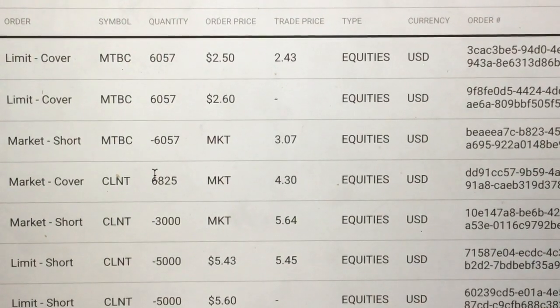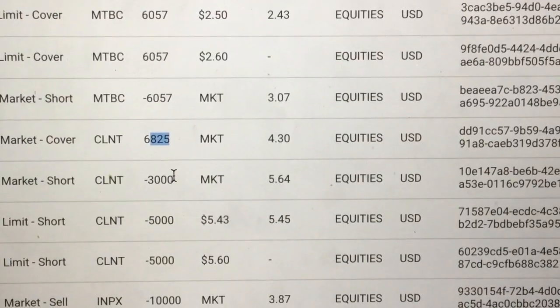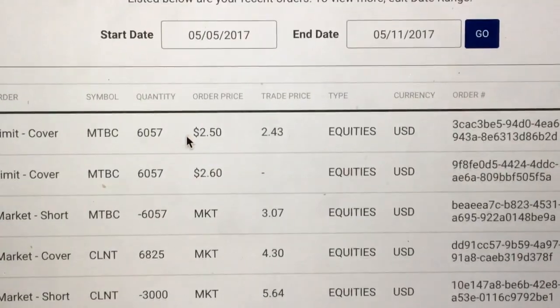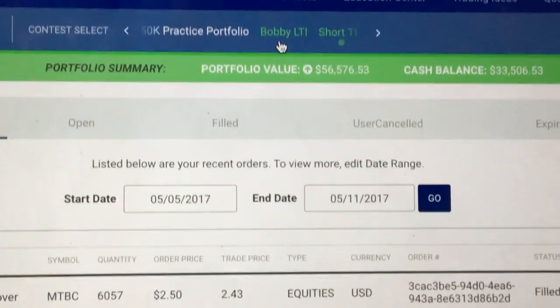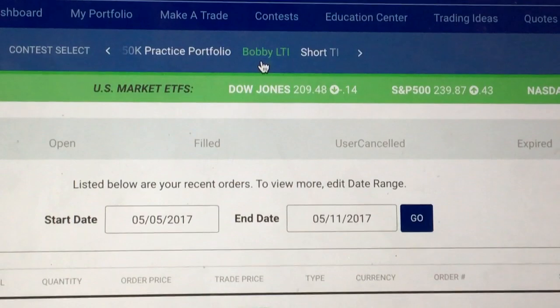But I don't know what happened to the remaining of these shares. That must be a glitch. But anyway, so I had some profitable shorts and it went up in the short-term portfolio.